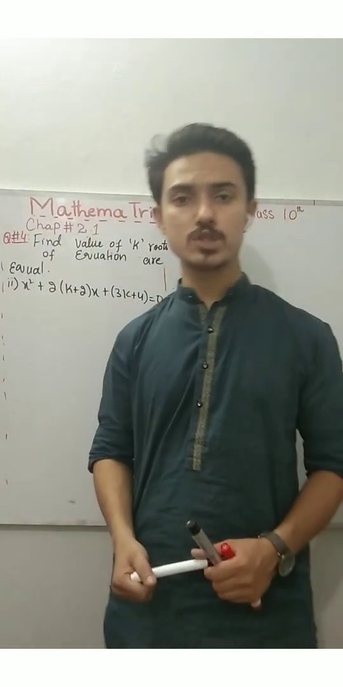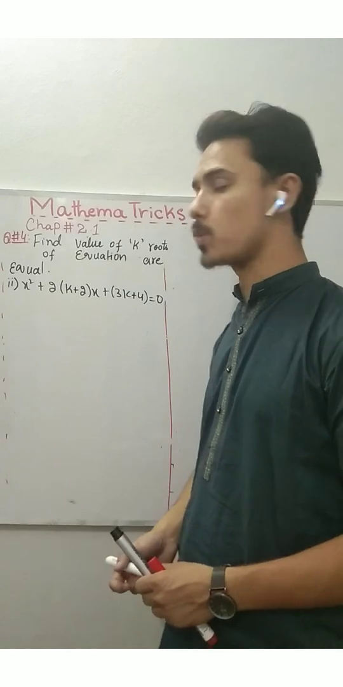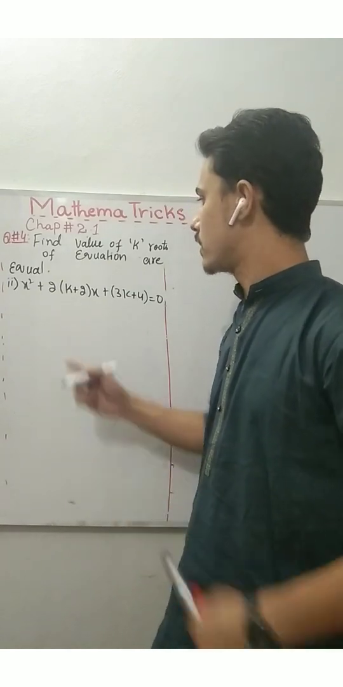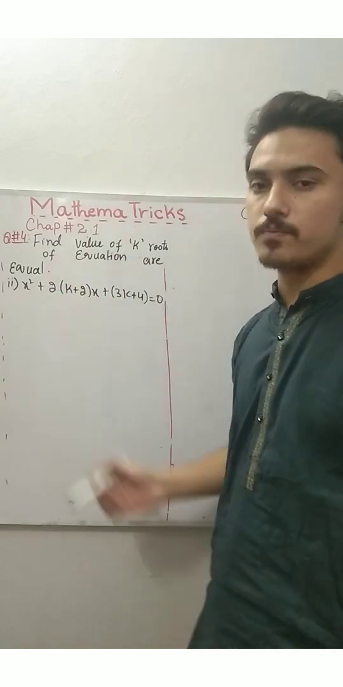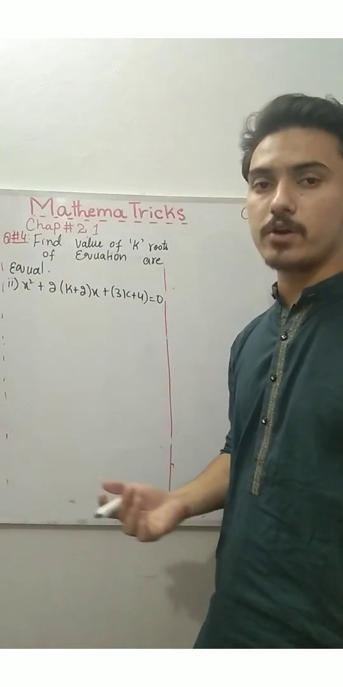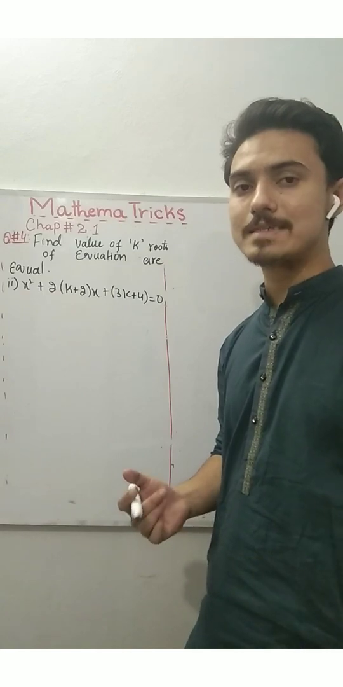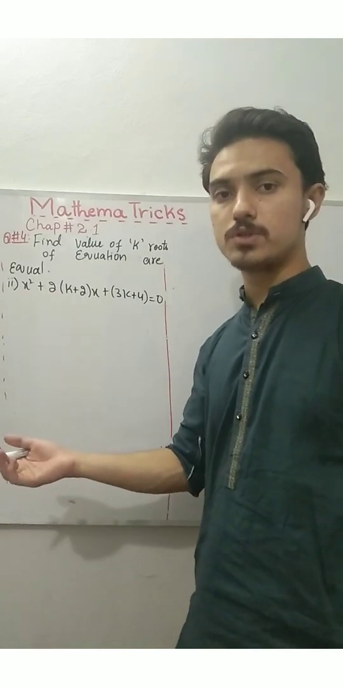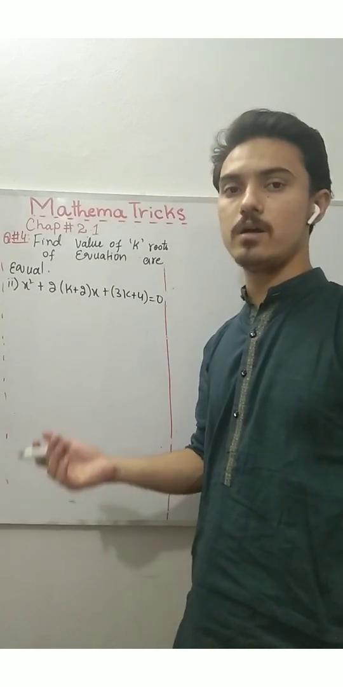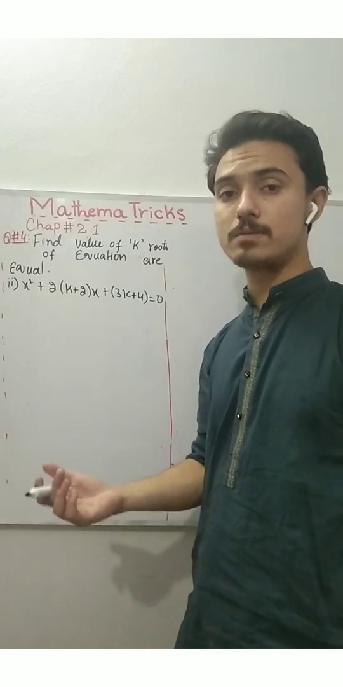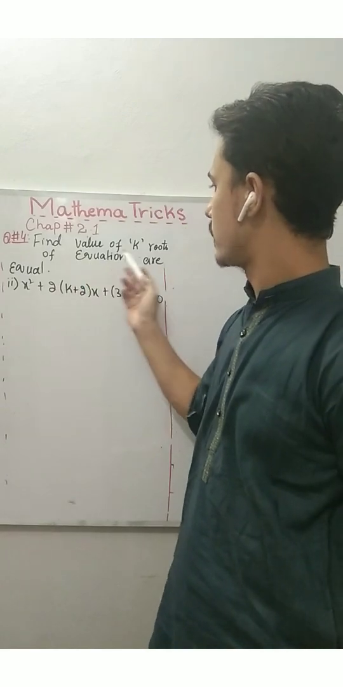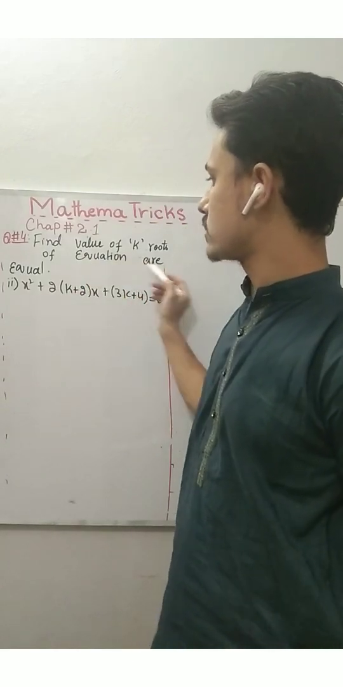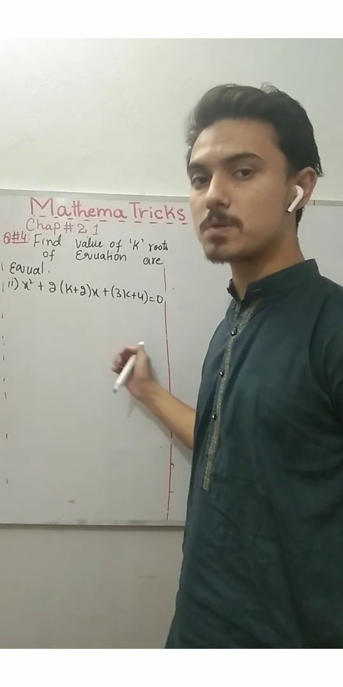Okay ji, here we have question number 4 from exercise 2.1. Find the value of k. Roots of the equation are equal. As we know, if the roots of an equation are equal, the discriminant is always equal to 0. We just read the properties of the discriminant. If your discriminant is equal to 0, then the roots are equal. So they just told you to find the value of k where the roots of the equation are equal, so your discriminant must be equal to 0. Let's solve it.